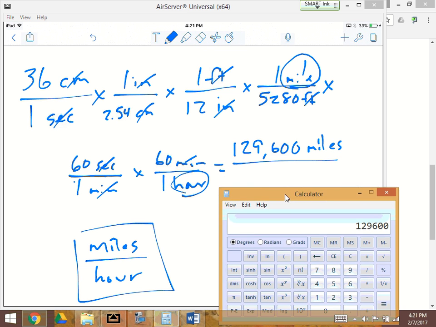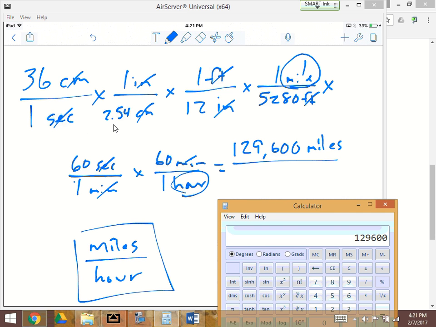Now we need to figure out our denominator. So we have 1 times 2.54 times 12 times 5,280 times 1 times 1. So I get this number. That's 160,934.4, and that's hours. Now at this point, I just need to divide these two out so that way I can get it to 1 hour.